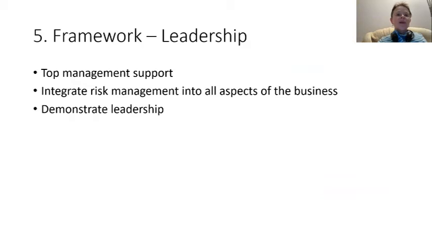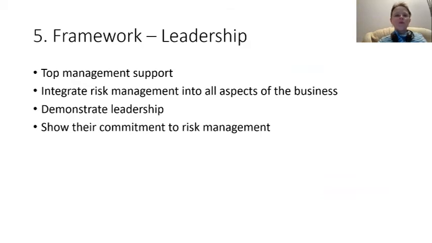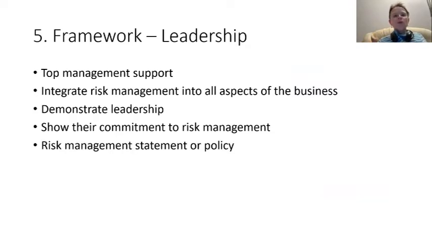They need to demonstrate leadership, that we're taking it seriously. It's not just something we do when we can be bothered. Show their commitment to risk management. So that could be discussing it at board level, having health and safety committees, showing that they're actually not just talking about it, actually doing it. That would be supported by a risk management statement or a risk management policy, putting your money where your mouth is, showing people, employees and external people, that we're taking things seriously.